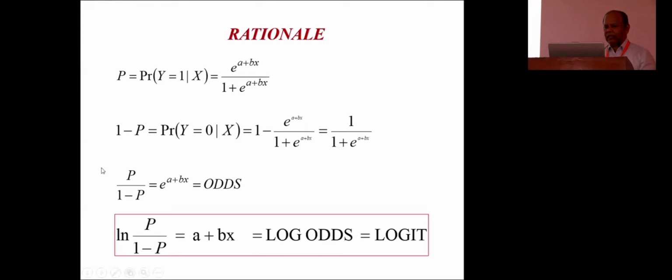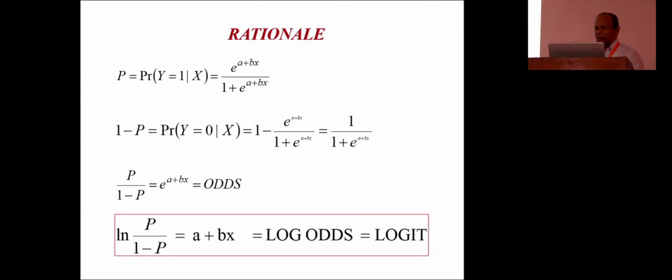The odds is defined as the ratio of two probabilities: the probability of getting a bad outcome to its complement. Not any two probabilities, one is the complement of the other. That is called the odds of getting the bad outcome, and that is e power a plus bx. How do I get rid of this e? Take the logarithm. This part, the log odds, is called a logit, which is a linear equation, a plus bx.